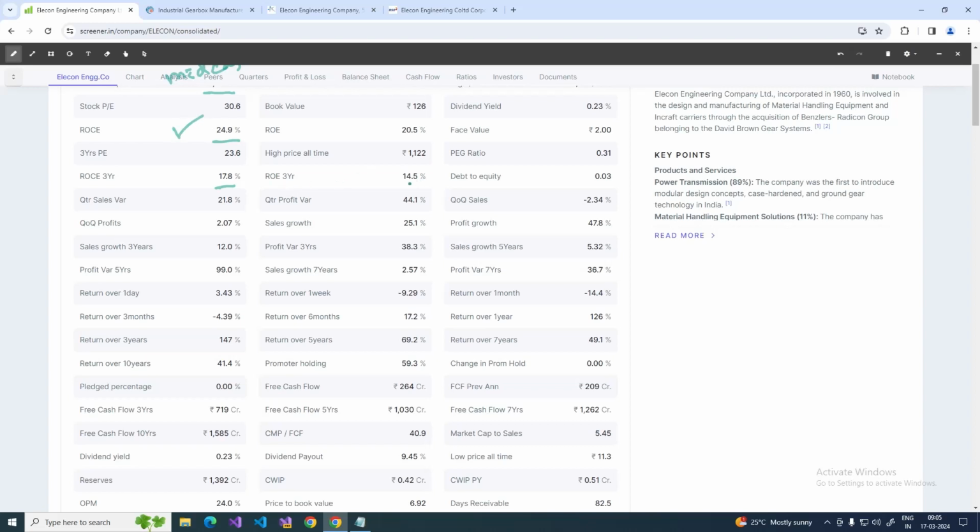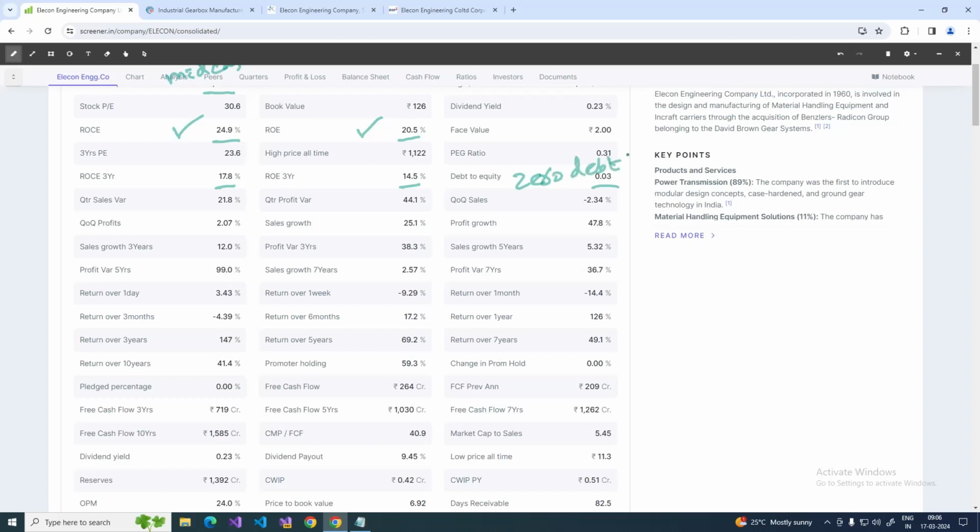Here ROE 3 years is 14.5% and current 20.5%. Here also improved. This is a positive sign. Here debt to equity is 0.03. That means this is a zero debt company. This is a positive sign.